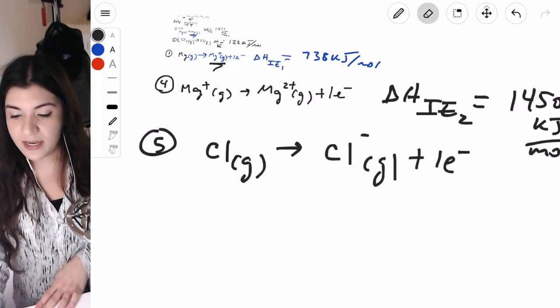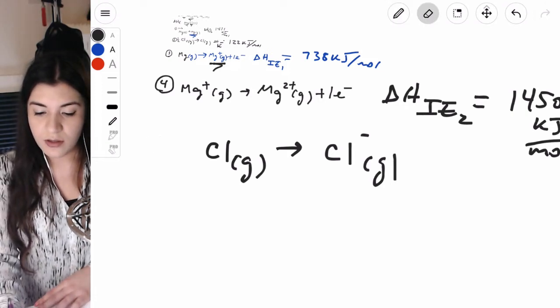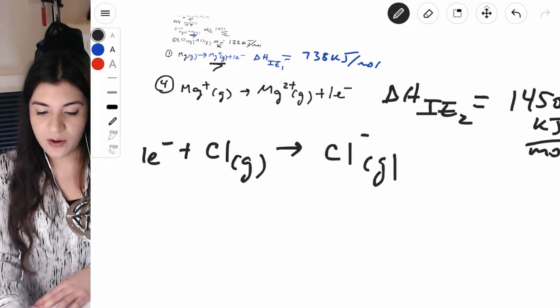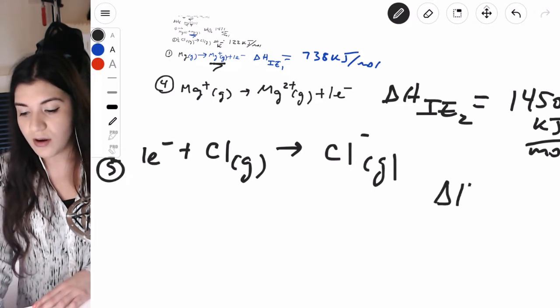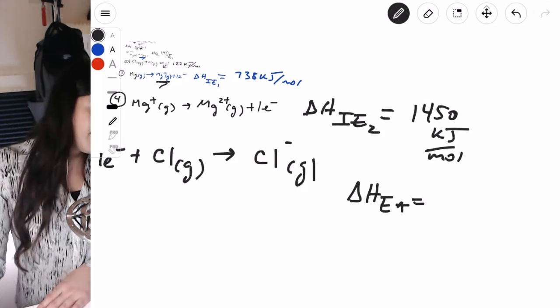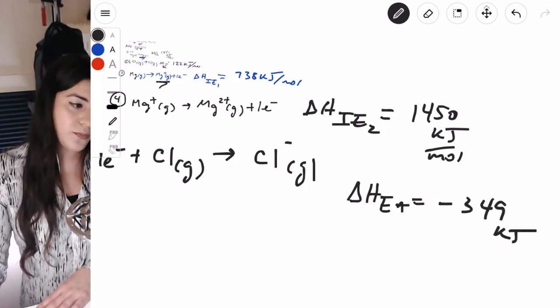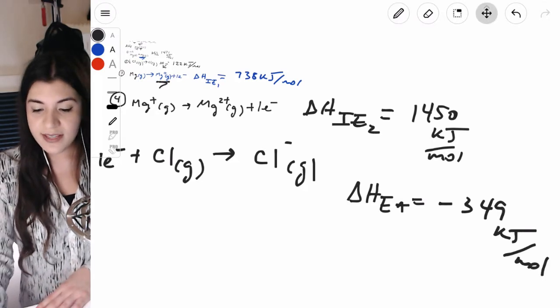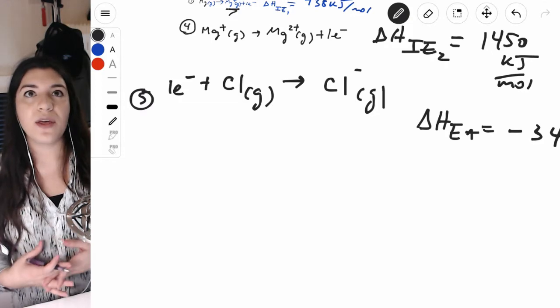Okay, and then actually on the opposite side, because remember, electrons are negatively charged. So this is just to balance out our electrons. And then, perfect, that's it. And then this would have been our electron affinity, which will also be given. Okay, and this is -349 kilojoules per mole.